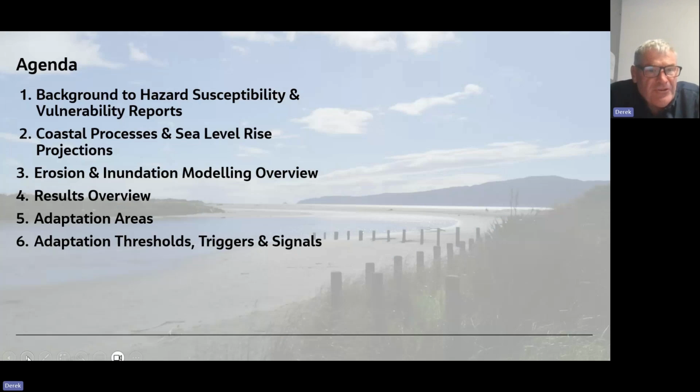What I'm going to talk to you about today is a little bit about the background to the hazard susceptibility and vulnerability reports that we've produced for the Takutai Kāpiti project, a little bit about explaining the coastal processes and sea level rise projections and their relevance to the Kāpiti coast, talk about the erosion and inundation modelling overview, how we've worked out the susceptibility and exposure to those hazards, give you a quick overview of the results of the hazard assessment, and then give you a very brief rundown on the adaptation areas and adaptation threshold triggers and signals going forward into the work that CAP is doing.